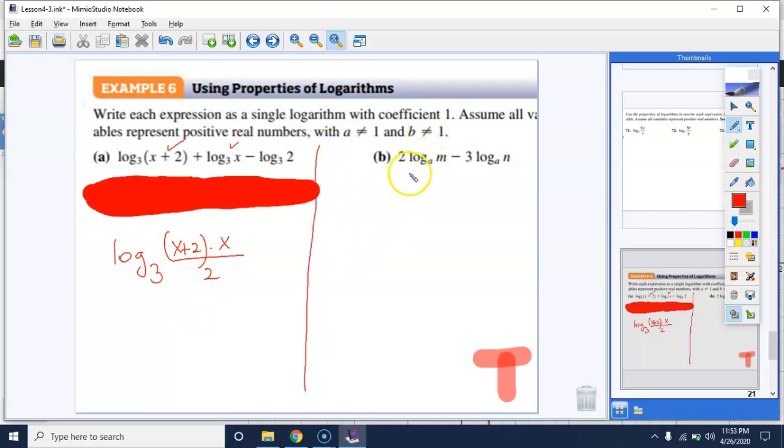On B, since we have those numbers, we've got to put them back as the exponent up there. So it should be what? Logarithm a of m to the second power, minus logarithm base a of n to the third power. So right now there is a subtraction here, which means we should divide them. So it should be m squared divided by n to the third power. As you see, that's how I write them as a single logarithm.